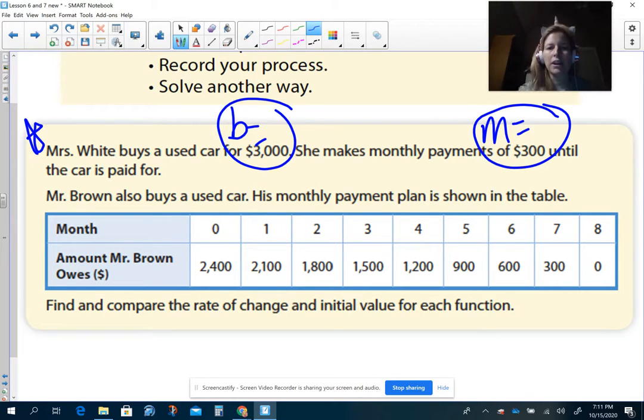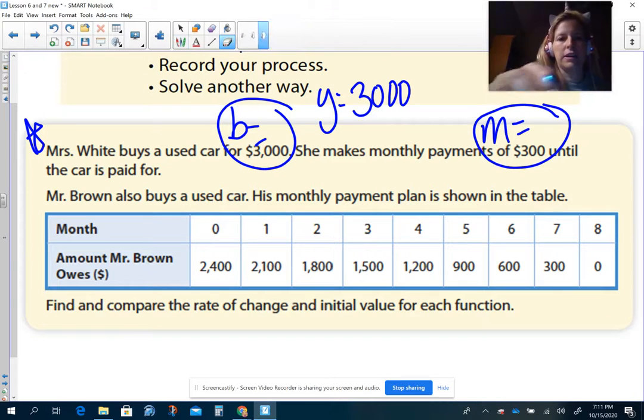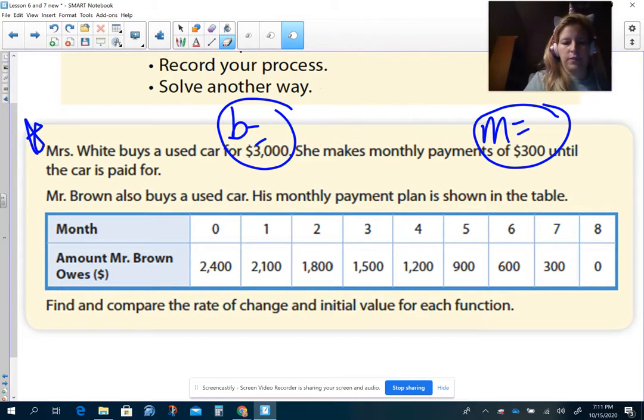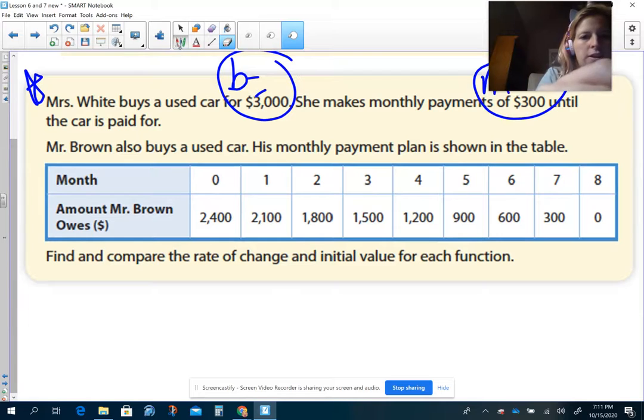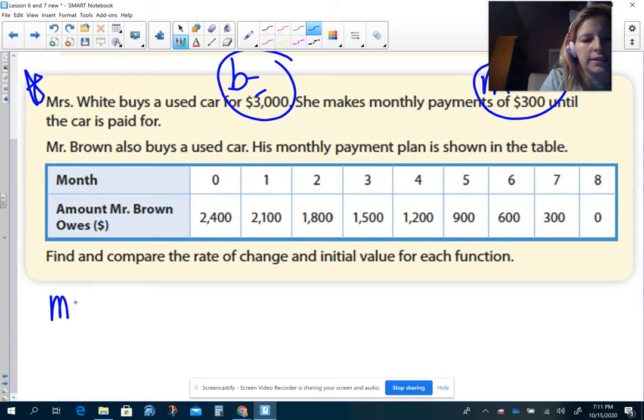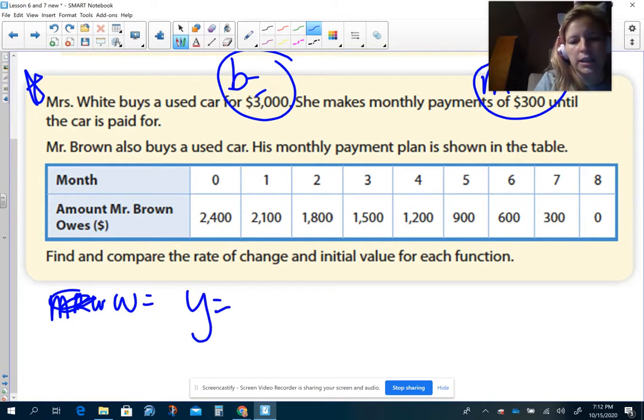Okay, can we write an equation for that? Write an equation in your notebook. Did you write y equals 3,000? Let's see, I'm not going to have enough room. Hold on. Okay, let's pull you down. There we go. Okay, so let's do Miss White like this. Miss White. Y equals, now I want to show you something.